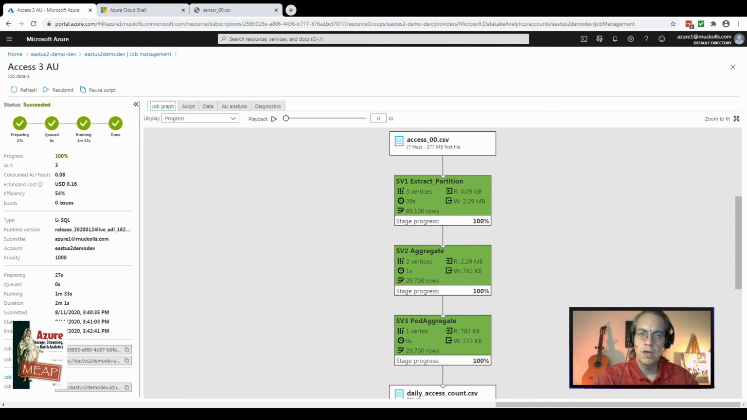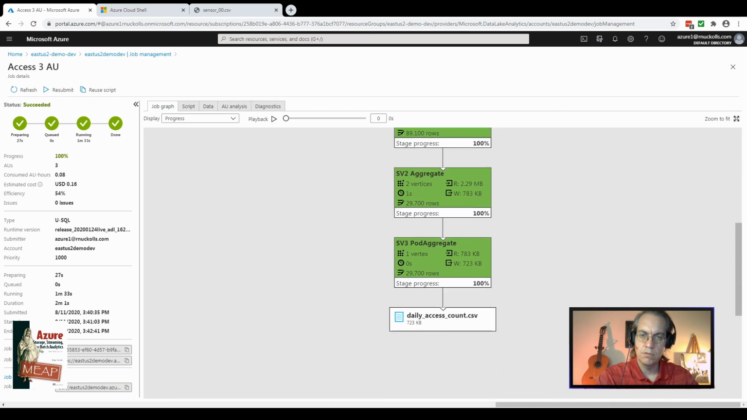In this case, you can see we had 7 files, 377 meg for the first file, access_00. Overall, the extract portion of the script read 4 gigs in, and then from the row set that was generated in the extract, we had an aggregate that read 2.9 megs of data out of the 4.09 gigabytes of data that was read in. This is because we didn't use all of the fields and didn't write out all of the fields to subsequent steps, so we only needed to read portions of the data in to this aggregation step. We ran 1 second here, 0 seconds here at the aggregate step at 1 vertex, and then we wrote out 723 kilobytes at the end.